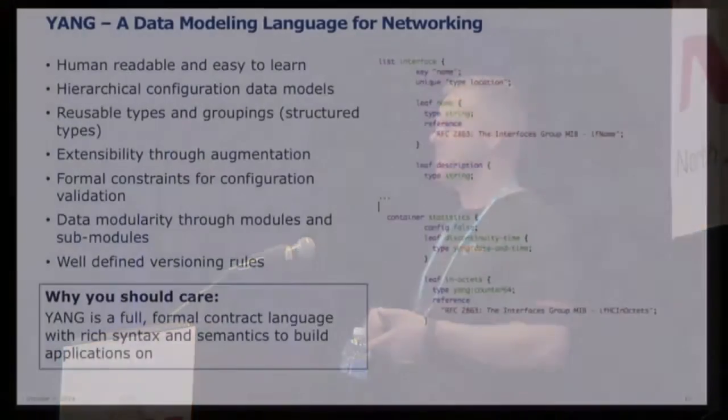So we have a very strong augmentation system. You can definitely place extensions very flexibly across the tree. We'll go into much more detail over this presentation. Formal constraints for configuration validation.